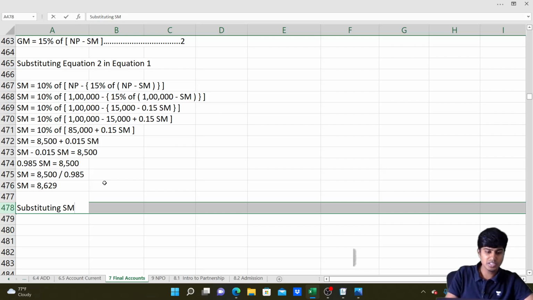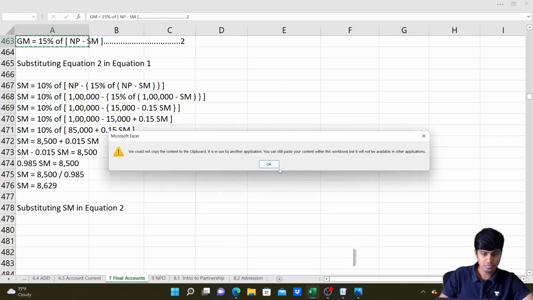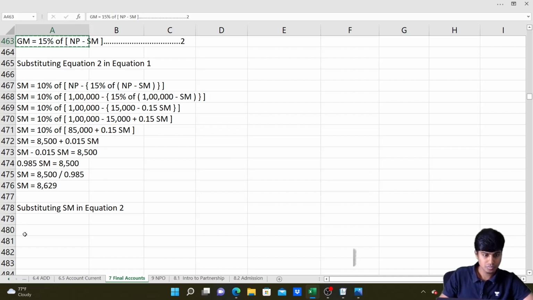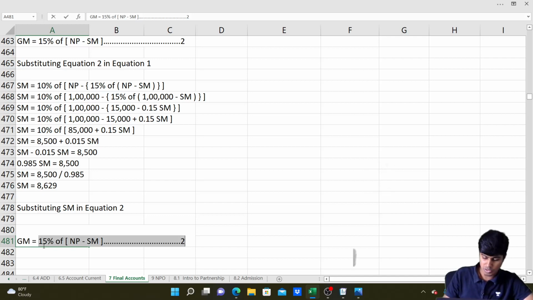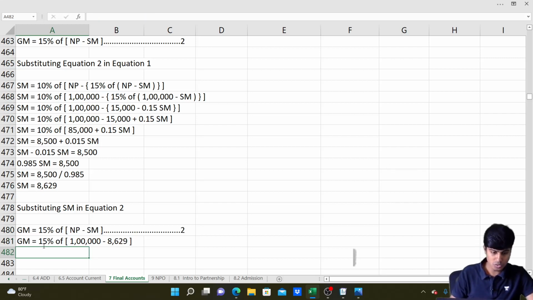Substituting sales manager's remuneration in equation 2. What is our equation 2? Equation 2 is here. This is our equation 2. I'll write general manager's remuneration is 15% of net profit, which is 1 lakh minus 8,629. This is how it is going to be.